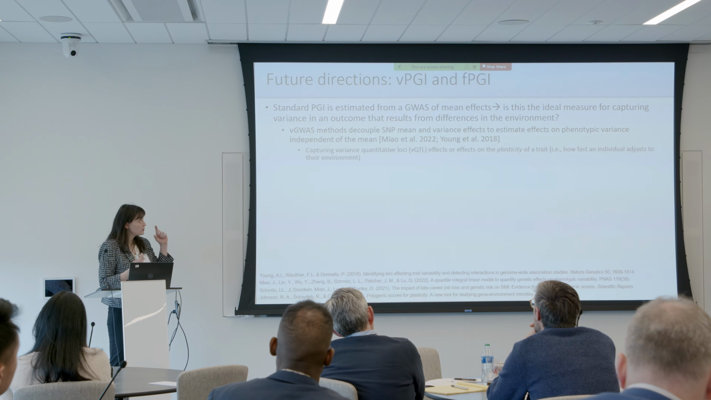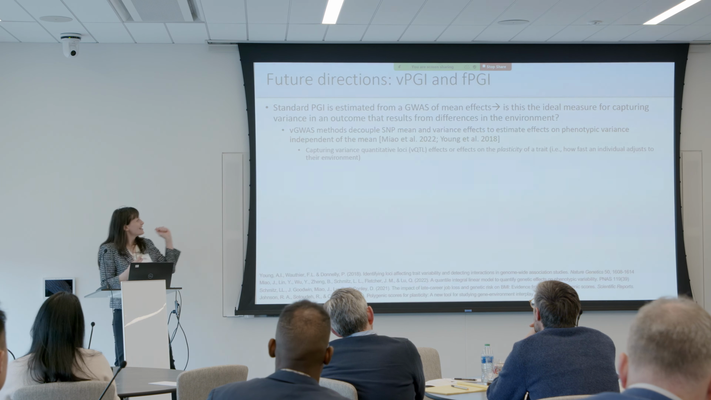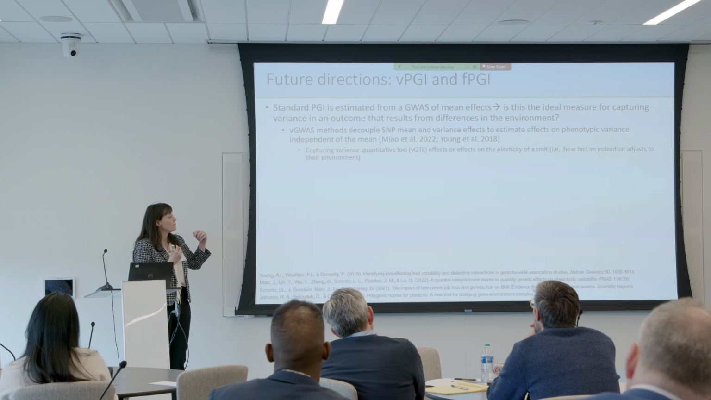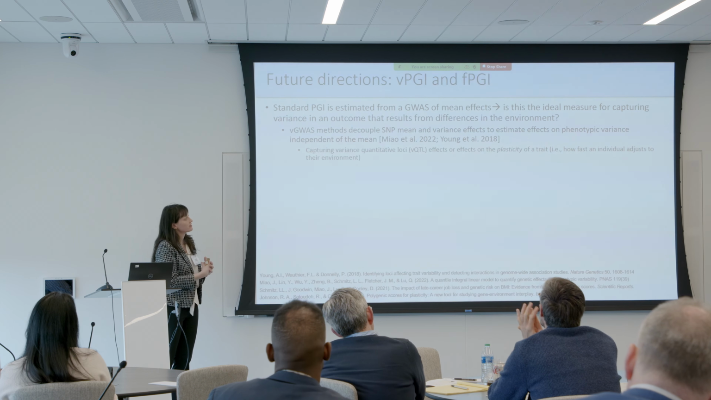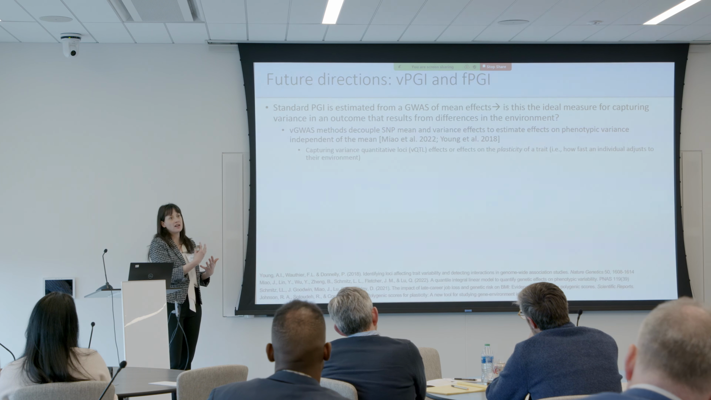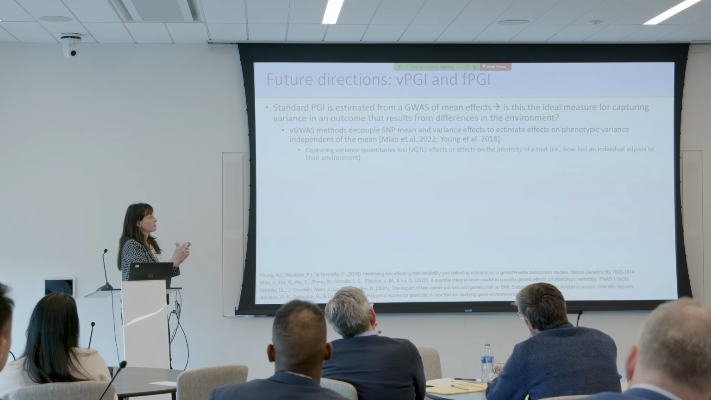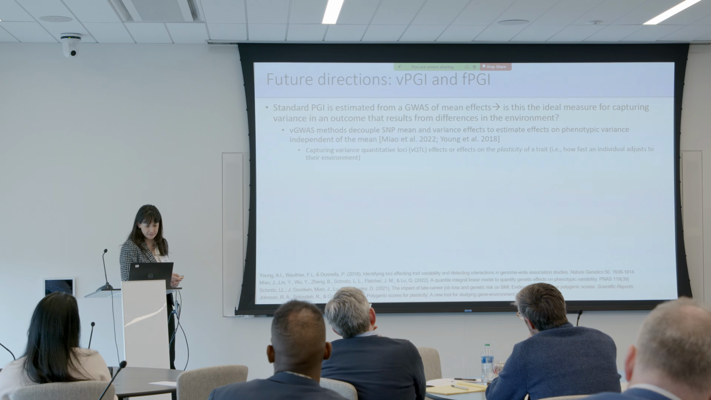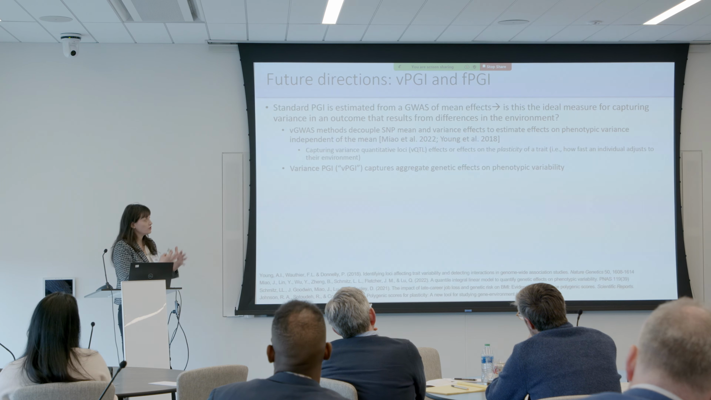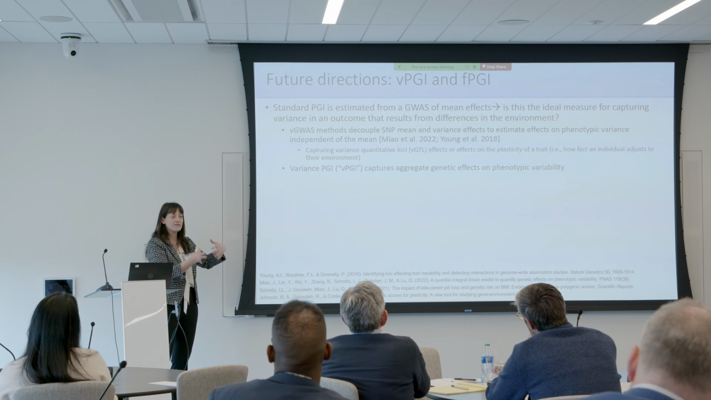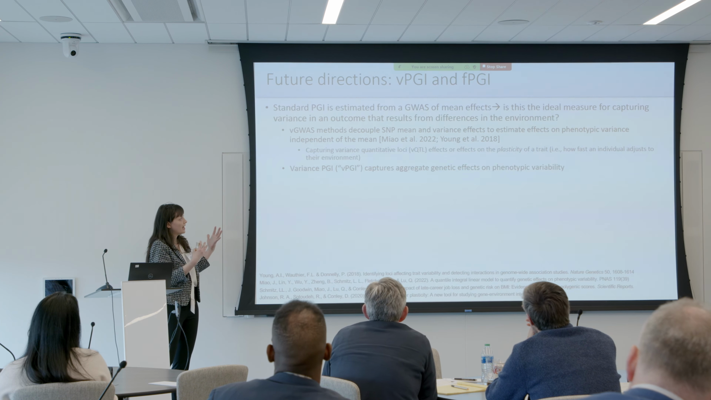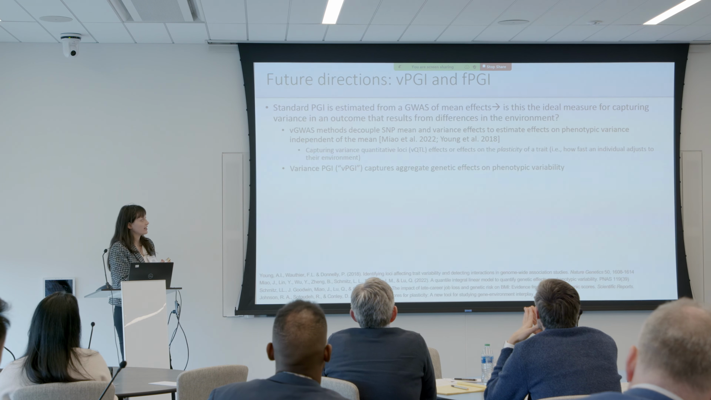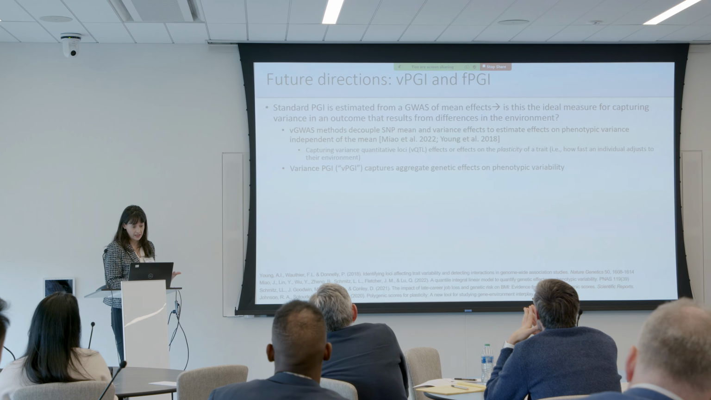And these VQTLs are effects that are changing or motivating the plasticity of a trait, so how fast an individual responds to their environment. And these SNPs are different from other SNPs that might be tagged in a mean effect GWAS. So using a VGWAS, you can then calculate a variance PGI that's capturing aggregate genetic effects on phenotypic variability. So perhaps something to look at more in future studies.